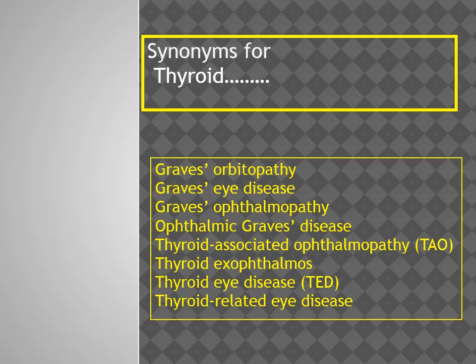Now we will go to the third part of our lecture, which is the thyroid and its relation to the eye. When the thyroid affects the eye, it's called either Graves' orbitopathy, Graves' eye disease, Graves' ophthalmopathy, ophthalmic Graves' disease, thyroid associated orbitopathy, or thyroid eye disease. All of these synonyms are the same, for it means affection of the eye by the thyroid gland.